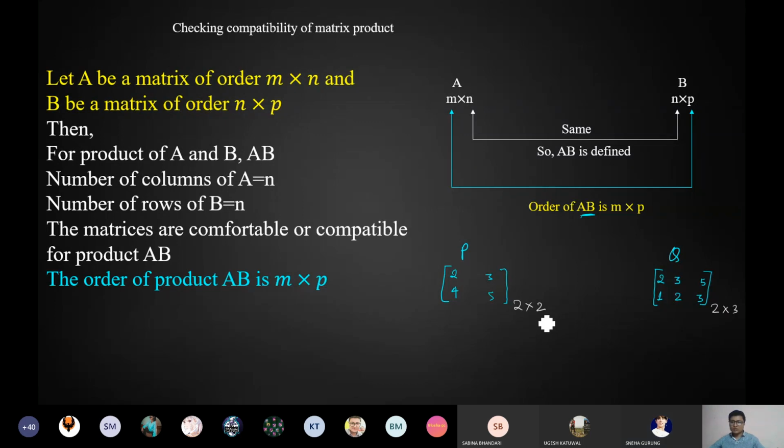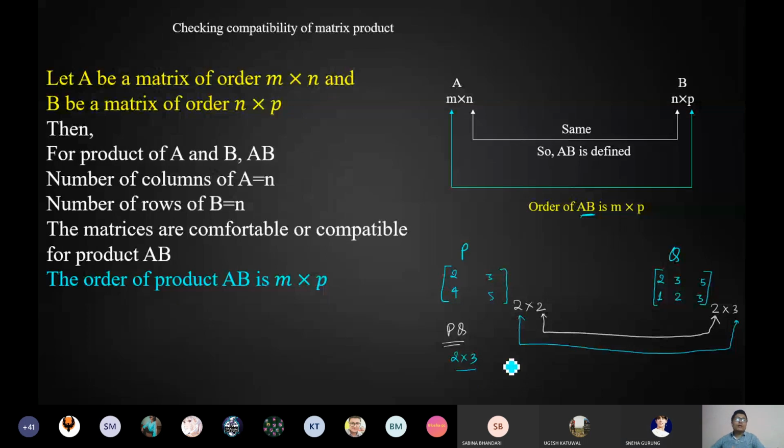Can you tell me whether this product PQ exists or not? Yes, it exists. Here these 2 and 2 are the same. So the product exists. Okay, if PQ exists, what will be the order of PQ? PQ is 2 by 3. Very good. You got it in a very brief discussion. The order of PQ is 2 by 3. This question may be asked as a very short question. Thank you, Sneha. You can turn off your microphone now.